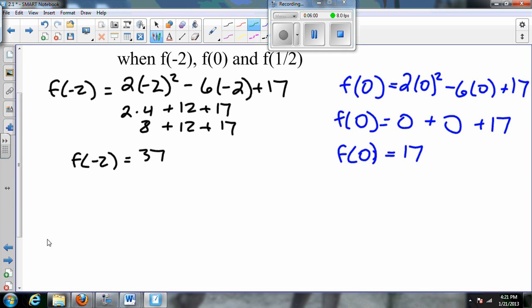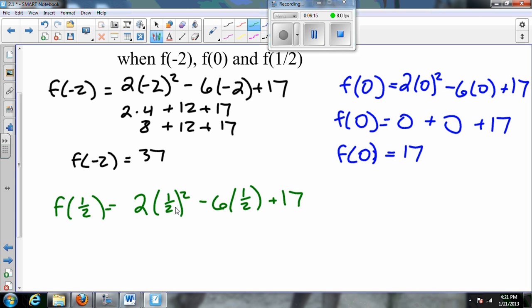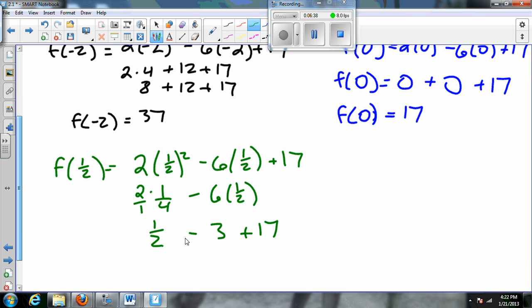And now, finally, we're going to work out f of 1/2. So it goes 2 times 1/2 squared minus 6 times 1/2 plus 17. 1/2 squared is 1/4. So 2 times 1/4 goes to 1/2. Minus 6 times 1/2, which is 3, plus 17. So 1/2 minus 3 plus 17.